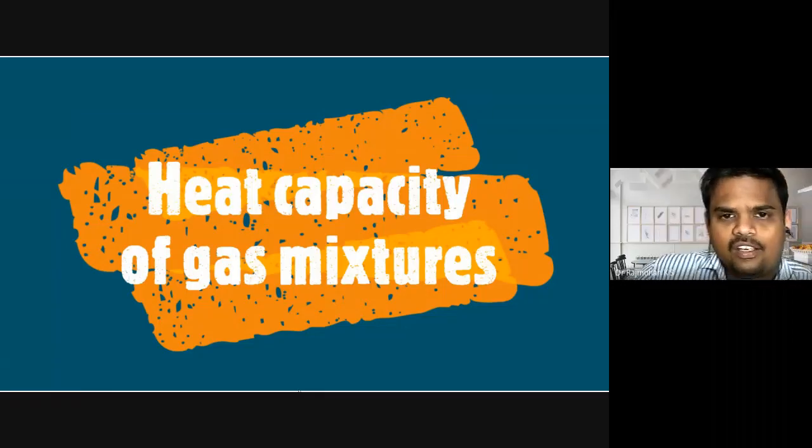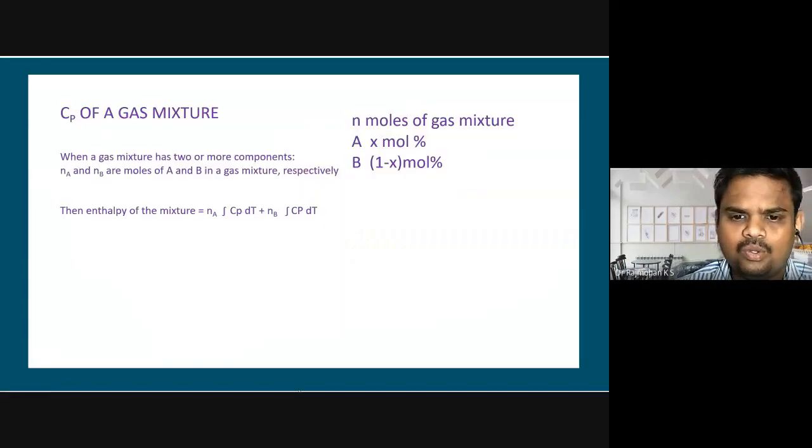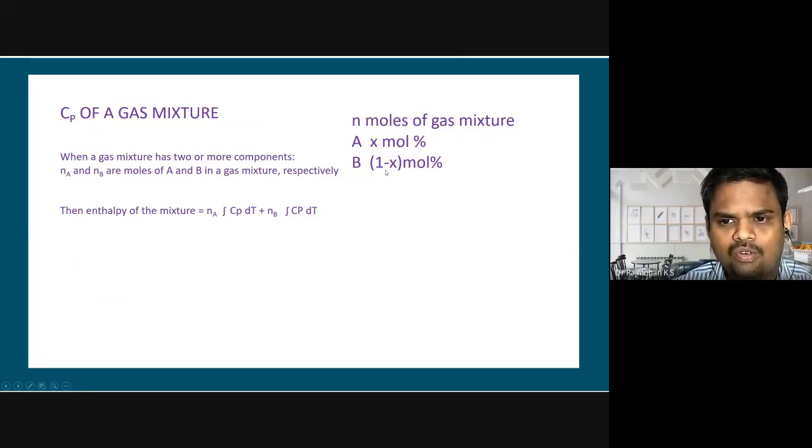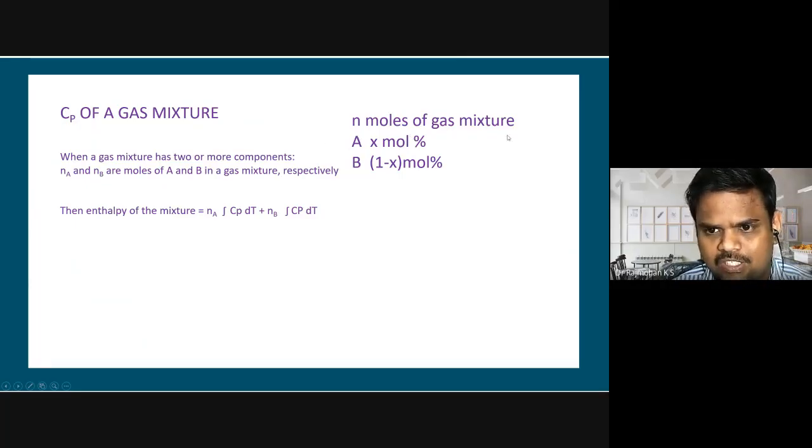We will do a numerical on determining the specific heat capacity of a gas mixture. Let us have a gas mixture of components A and B. If a gas mixture contains A and B, let the mole fractions be x and 1 minus x. It's a binary, so the summation of mole fractions should be equal to 1. If you know the mole fractions and the total moles, we can get how many moles of A and how many moles of B are present, right?